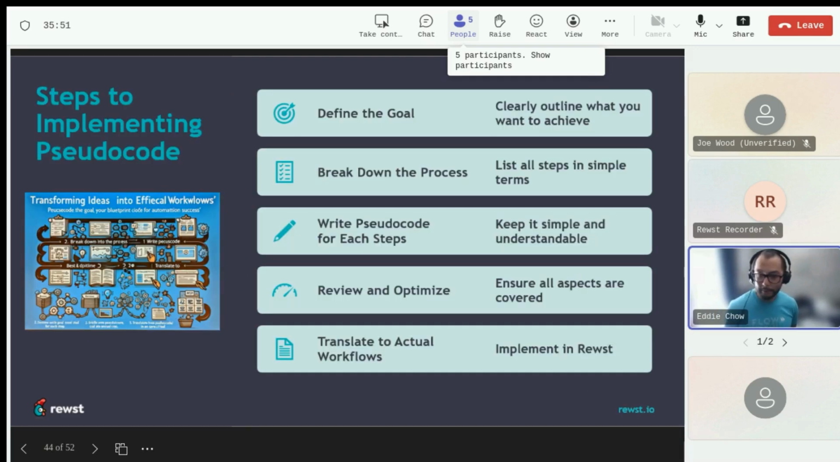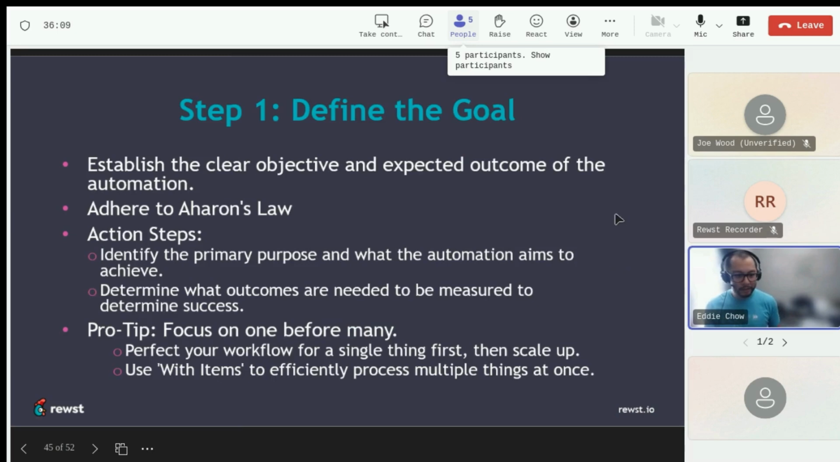And when we approach how to implement pseudocode, a lot of this is very similar to how we would plan a project in general. Right? We would first, of course, think about what the overarching goal is, break down the process, write the pseudocode, take a look at it, and then implement it within Roost.